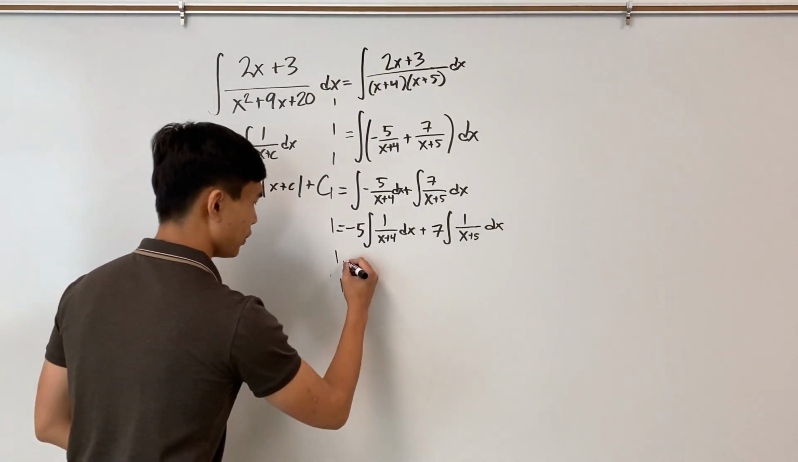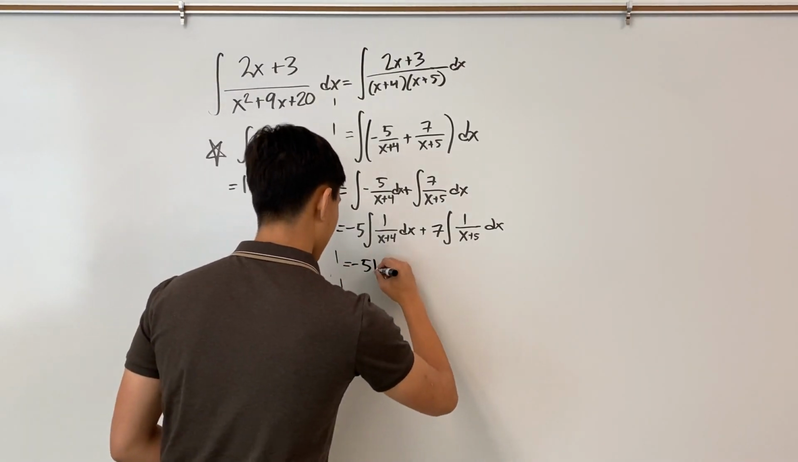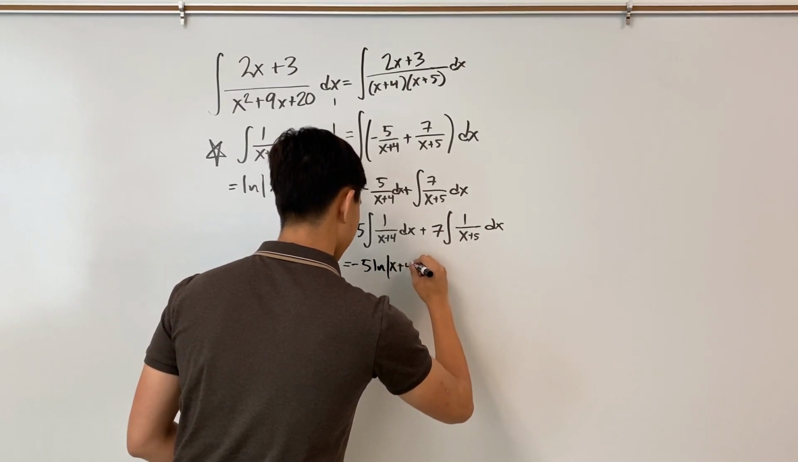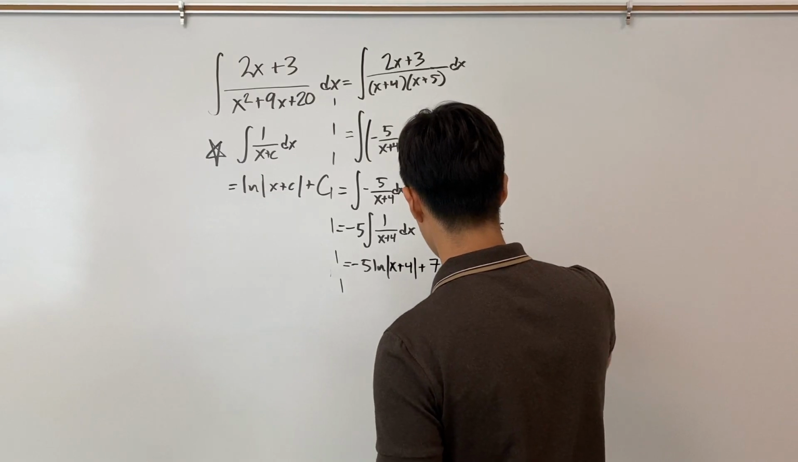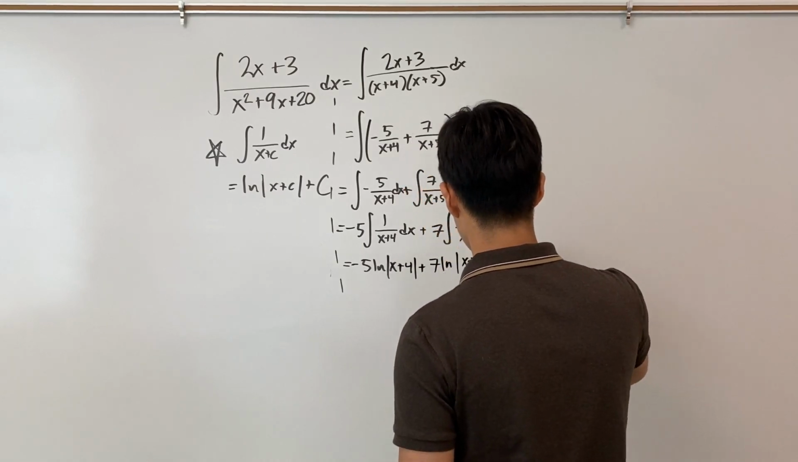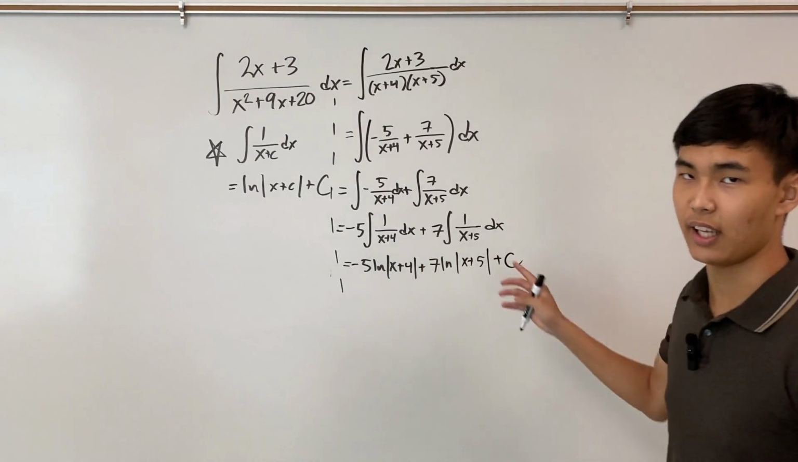So knowing this, we know that this is minus 5 times the ln of x plus 4, plus 7 times the ln of x plus 5, and don't forget your plus c, and we're done.